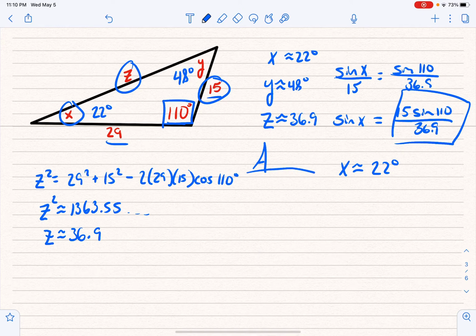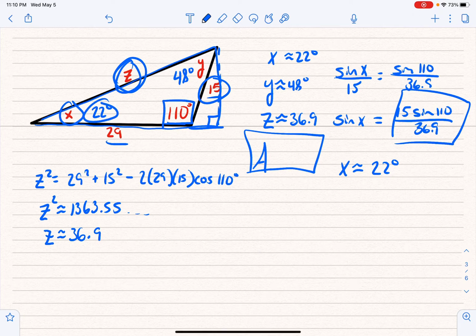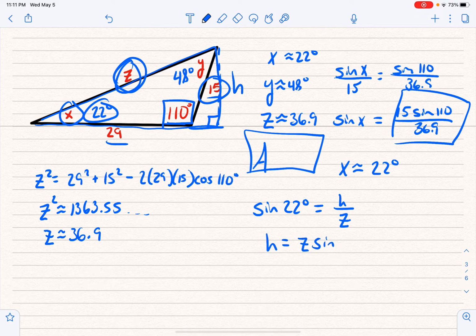So how do I figure out area? This is one of those situations where you can go, man, maybe I don't have what I need. Well, again, when you draw that right angle, it doesn't have to be inside the triangle. This z would still be the hypotenuse of the right triangle that I've now drawn. This angle would work well enough. So I can say the sine of 22 degrees is equal to opposite, which is that height right here, over hypotenuse, which is z. Therefore, multiply both sides by z, and the height is equal to z times the sine of 22 degrees.